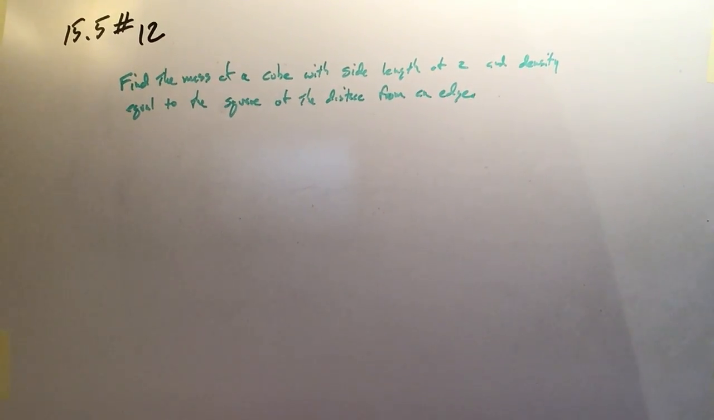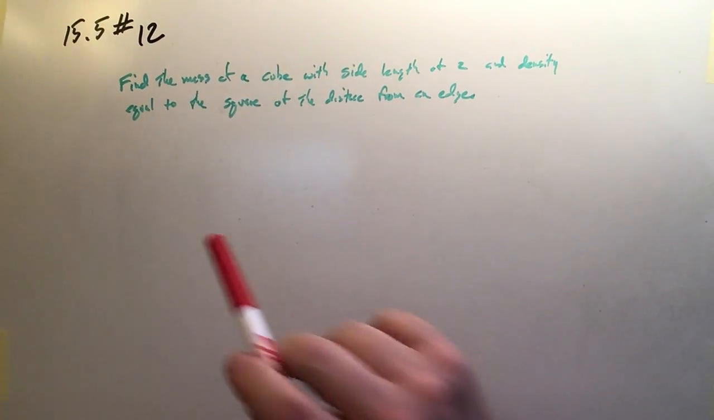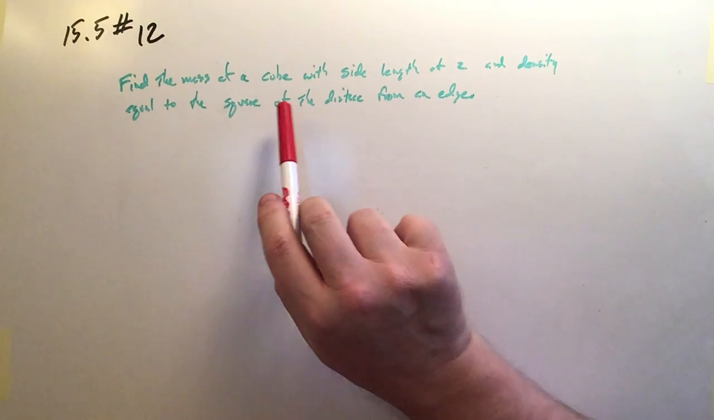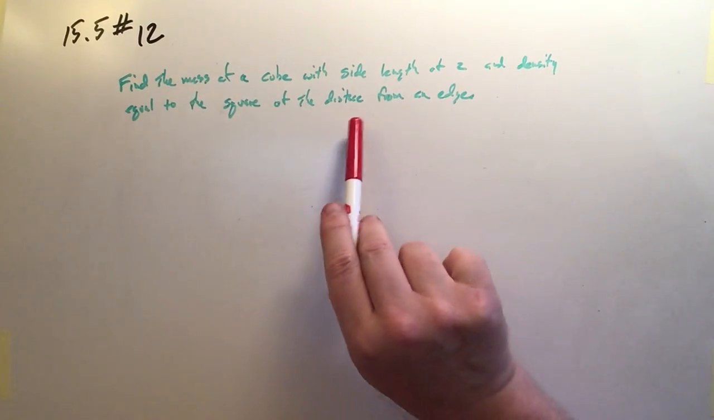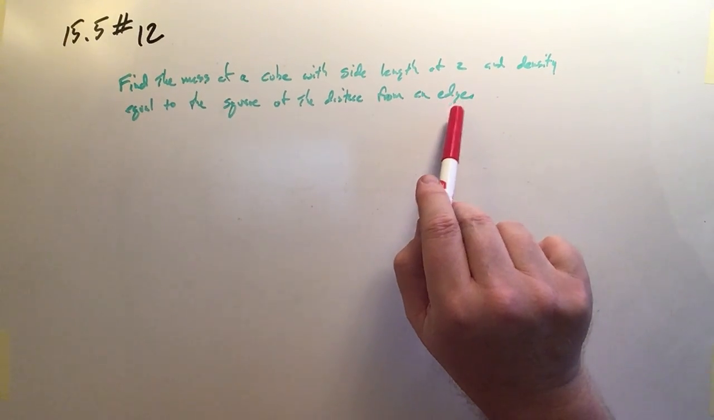Okay, this is 15.5, number 12. And while this is still a triple integral problem, we're actually going to have to set this one up. The question is to find the mass of a cube with a side length of 2 and a density equal to the square of the distance from an edge. So that's the tricky part.